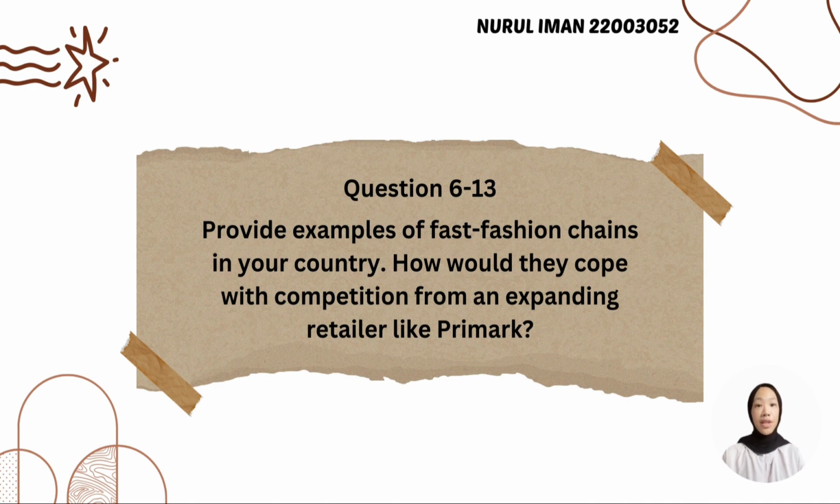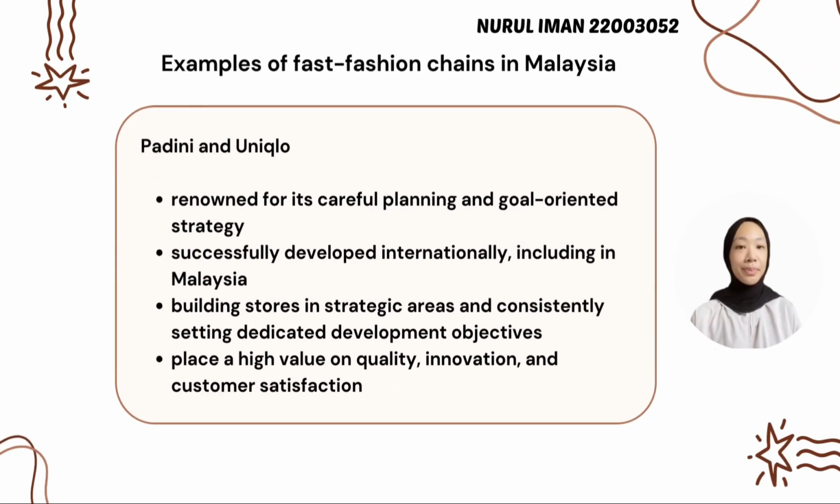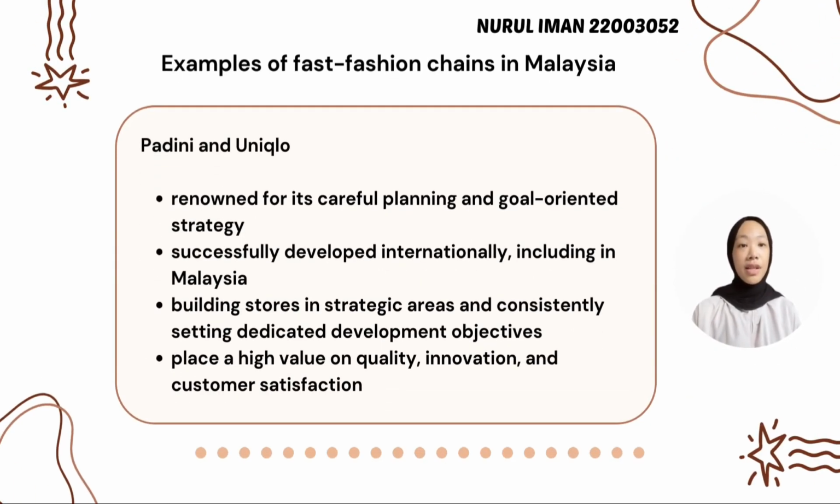Question 613. Provide examples of fast fashion chains in your country. How would they cope with competition from an expanding retailer like Primark? Examples of fast fashion chains in Malaysia are Padini and Uniqlo.